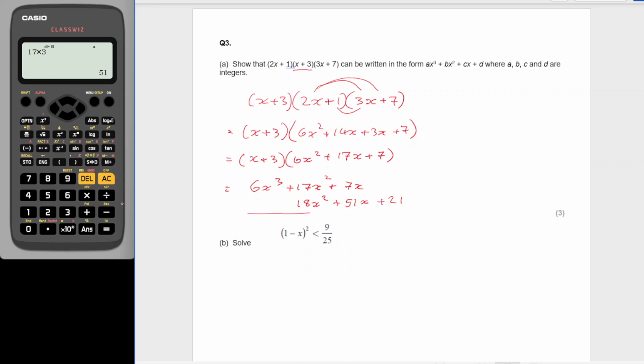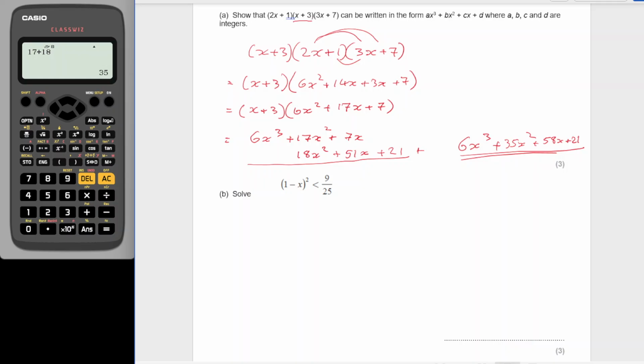Then I'm adding those together. That would give me, I'm going to put it over here actually, 6x cubed plus 17 plus 18 is going to give me 35x squared, plus 58x plus 21. Right. And you could have multiplied that out in a different combination. That would be absolutely fine. That's just in my head the most straightforward way for doing it.